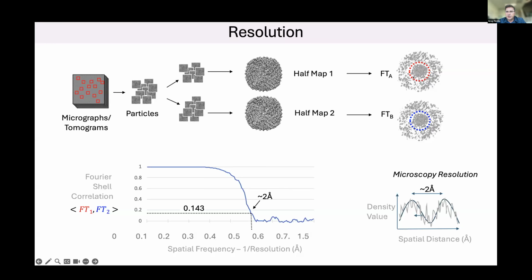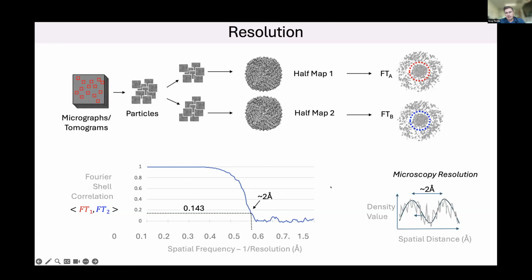So we take these half maps, turn them into Fourier space, and then take incremental shells starting from the center, which represents very low frequencies, going outwards, which represent higher frequencies. We see to what degree these shells correlate, and this gives us the FSC plot. Where the signal correlates well, we can trust the signal at these spatial frequencies. But eventually it drops to a point where the signal is overcome by the noise, and we get the resolution estimate. In this case, let's say 2 angstroms.